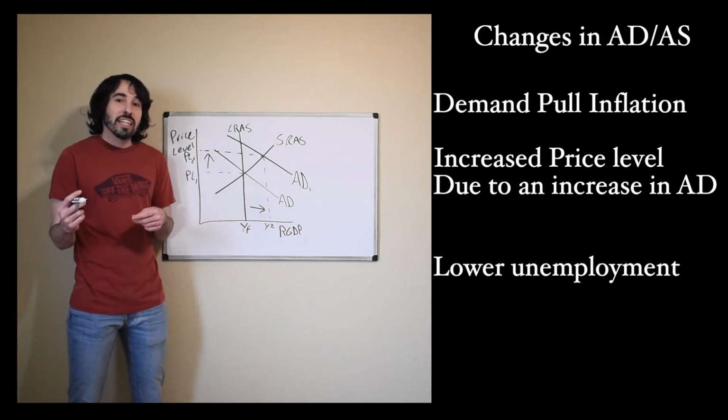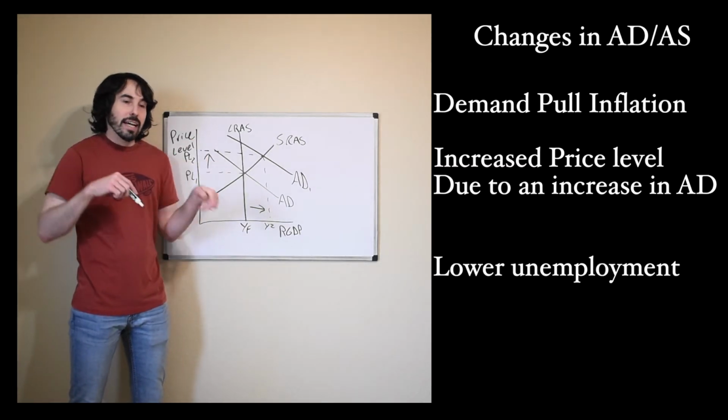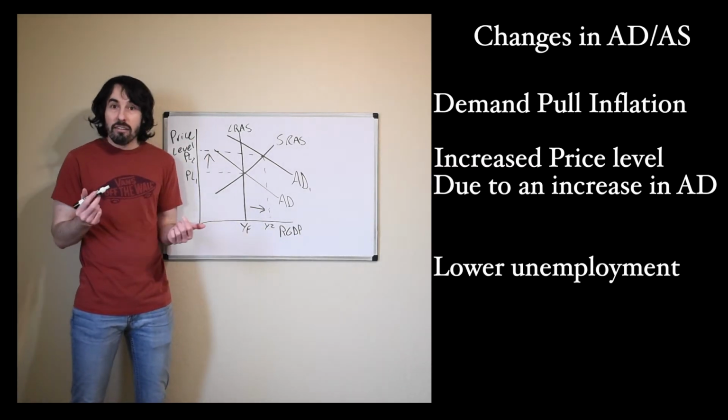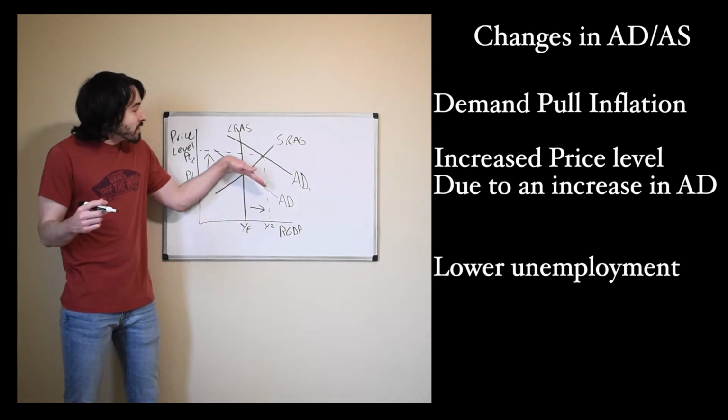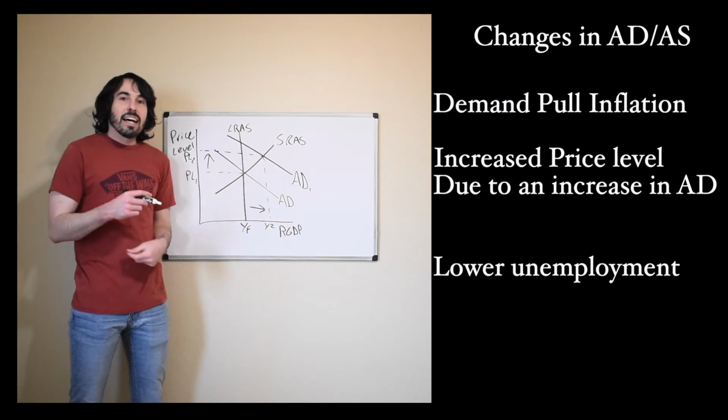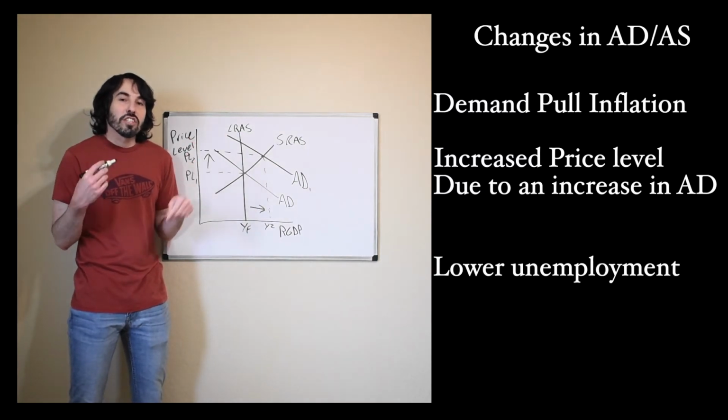We're in an inflationary gap and our unemployment rate is going down. We've got more production, so we have lower unemployment. This is called demand pull inflation. Us demanding more goods and services has caused price level to increase, or inflation to occur.